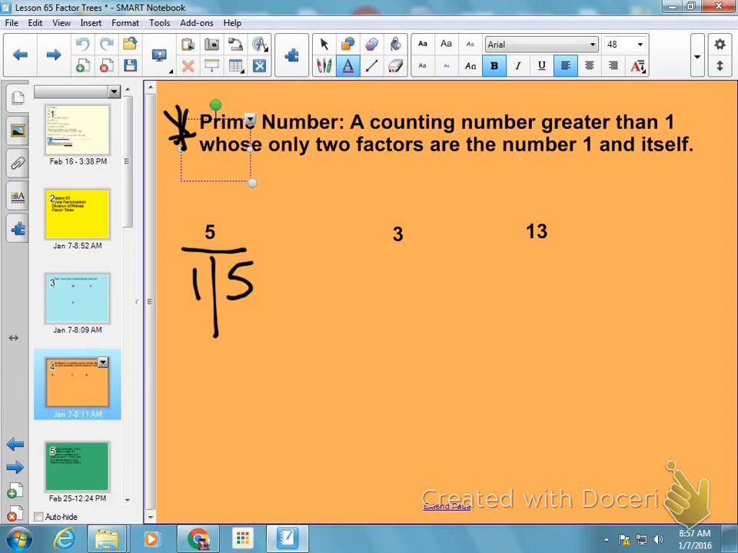3 is also a prime number because 1 times 3, those are the only two numbers I can multiply to get 3. 13 is also a prime number. The only factors of 13 would be 1 and 13.